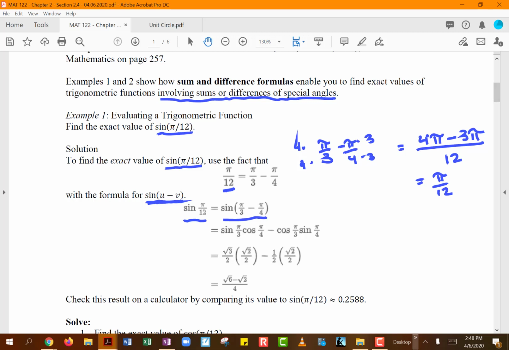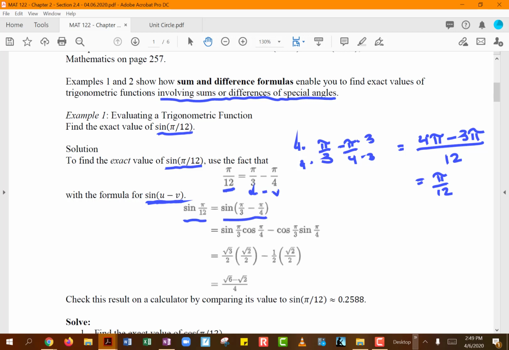So you can actually think of that pi over 3 as being our u angle, and you can think of the pi over 4 as being the v angle, right? So breaking this down into sine of pi over 3 multiplied by cosine of pi over 4 minus cosine of pi over 3 times sine of pi over 4.